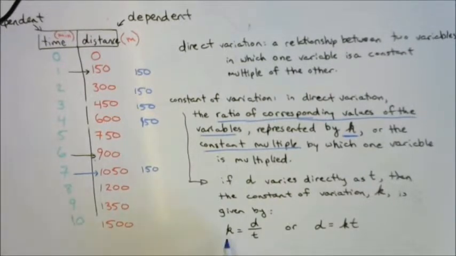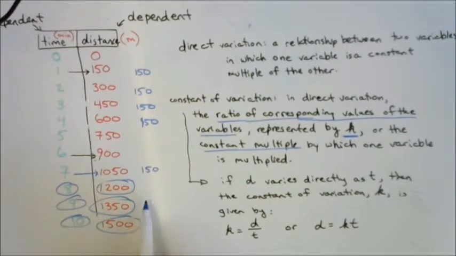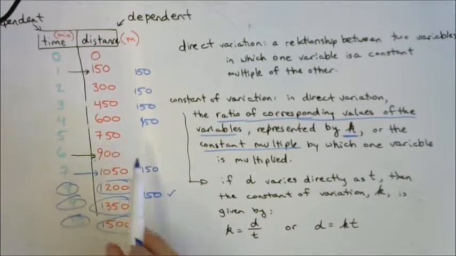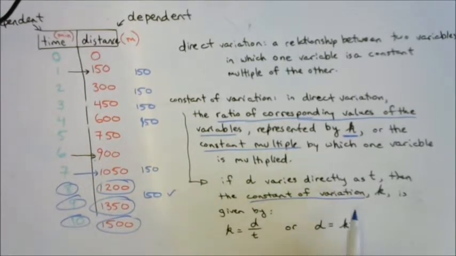Now this is just another way of saying exactly what I just described to you. If you want to know what K is, take your distance, divide it by time. Do that again 3 times or 4 times, and if it comes out as 150 every time, then you know 150 is K. The other way to do it is look at D, and say, okay, what did I have to multiply T by to get to my D? If it's the same every time, then you have a constant of variation. In this case, K equals 150.